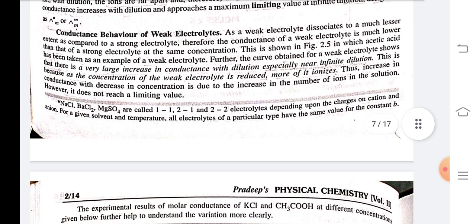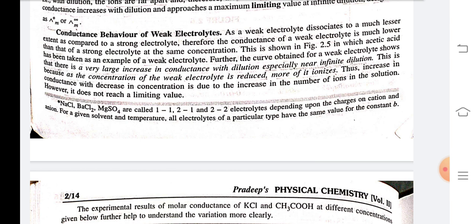Conductance behavior of weak electrolytes. As a weak electrolyte dissociates to a much lesser extent as compared to a strong electrolyte, the conductance of a weak electrolyte is much lower than that of a strong electrolyte at the same concentration. This is shown in figure 2.5, in which acetic acid has been taken as an example of a weak electrolyte.